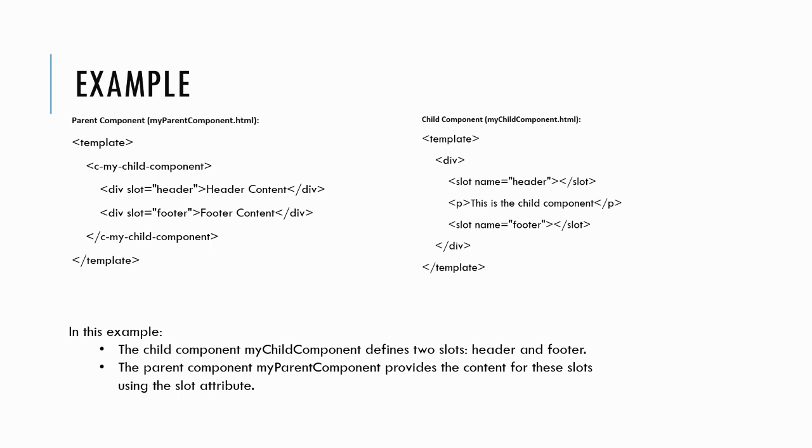Now, here is one example. Here we have two components, namely my parent component and my child component. In my parent component, as you can see, we have two slots named header and footer, and the same has been derived in our child component with the slot name header. So when this page is rendered, whatever we are passing as the slot header content will be rendered in the child component. So that's how slot CSS works, and this is one example.